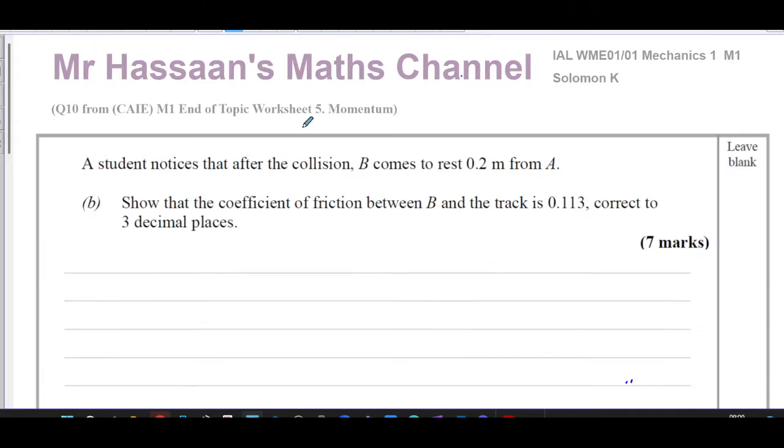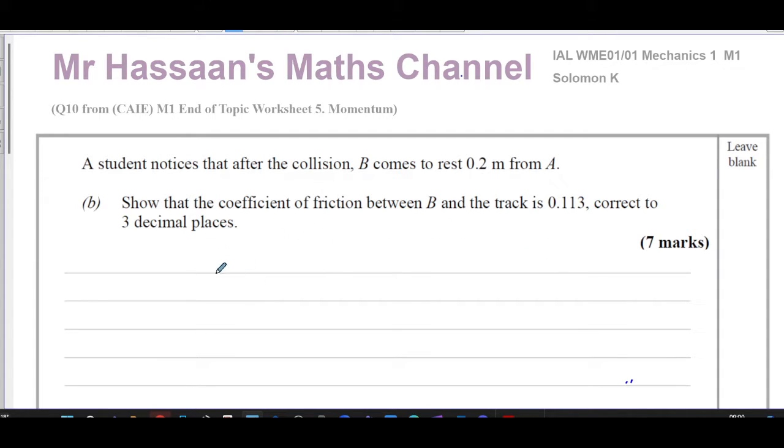Now, for part B of this question, it says a student notices that after the collision, B comes to rest 0.2 meters from A. Show that the coefficient of friction between B and the track is 0.113, correct to 3 decimal places. In the worksheet I gave to my students, for the Cambridge board, I adjusted the answer to be 0.111, because we use g as 10 in Cambridge and we use g as 9.8 in Edexcel. So I'm going to answer this question for both of those in the end.